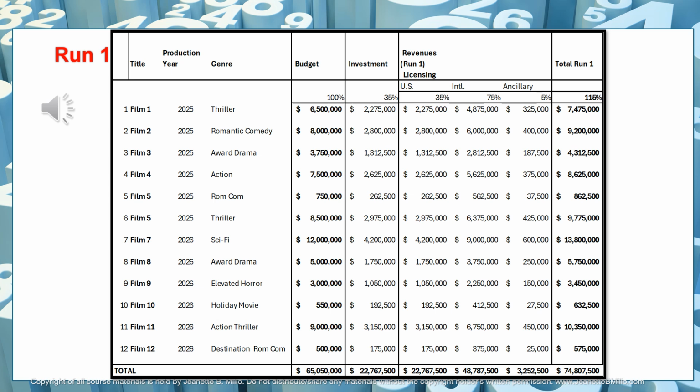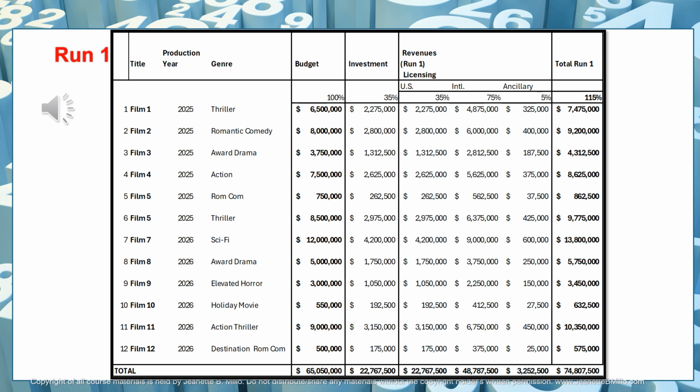Film 4 is an action movie at $7.5 million, and we are generating in the first run $8,625,000. Film 6, our thriller, is going to be $8.5 million, and we're generating $9,775,000. So this is what we're generating in the first year, and then the second year we continue right through here, because this is not a cash flow plan.